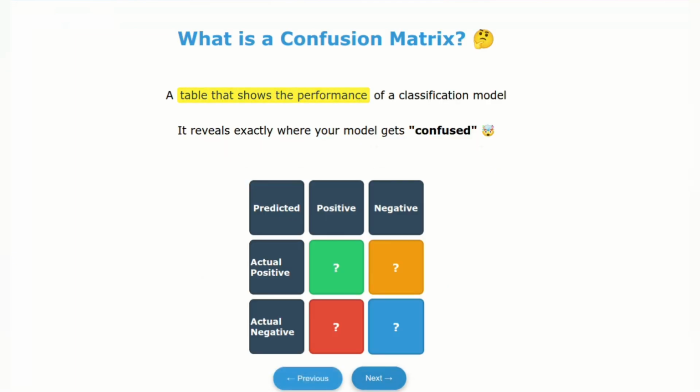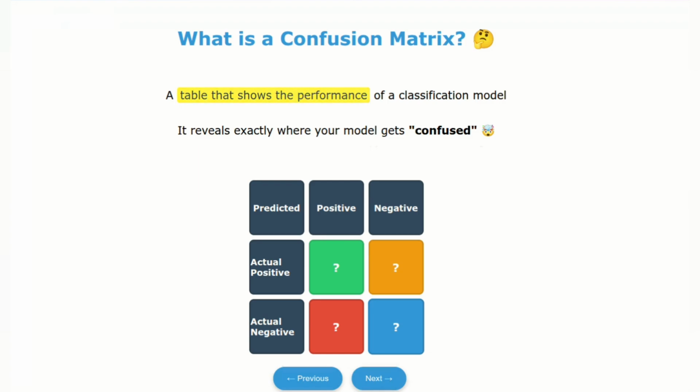Let's start with the basics. A confusion matrix is essentially a table that shows how well your classification model is performing. Think of it as a report card for your machine learning model. It's called confusion matrix because it shows us exactly where our model gets confused, which classes it mistakes for others. The beauty lies in its simplicity. It's just a table, but it tells us everything we need to know about our model's performance.